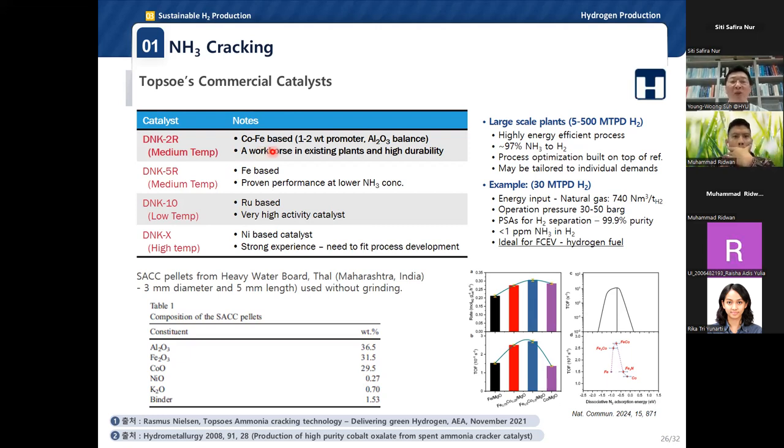Okay. And then one more thing, I found this reference here, hydrometallurgy. This is just from the India side. This is the composition of the ammonia cracking pellet. Here, alumina, iron, cobalt over there. So potassium is a promoter. So right now, the ammonia cracking plants are using this kind of DNK2R. Yeah, it's a very similar type, an analog catalyst material at the commercial plants.